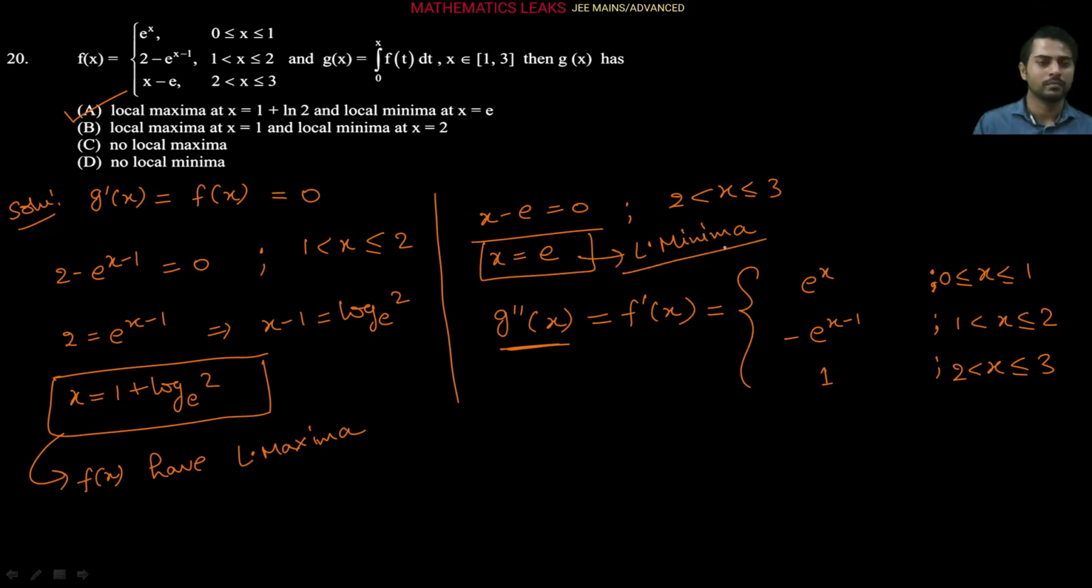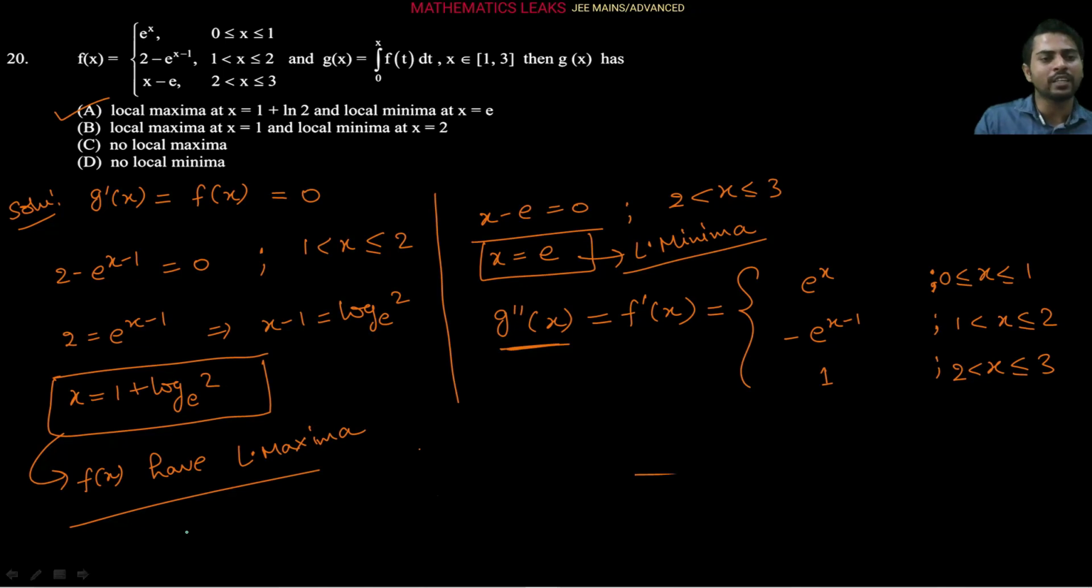Now the second option is local maxima at x equals 1 and local minima at x equals 2 of f(x). That data is missing, so please correct the question. They are asking about f(x). And options C and D are also wrong here. No local maxima of g(x) should be the correct option for this one. And D is local minima of f(x), right?